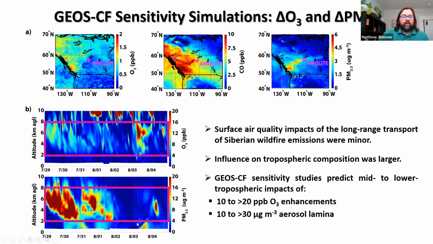However, what I'm showing in the bottom left panel here is the Delta O3 and the Delta PM2.5 from sensitivity simulations in the middle to lower troposphere. What we saw is that we were getting 10 to 20 ppb of ozone enhancement between 8 kilometers and 2 kilometers, which were directly associated with 30 micrograms per meter cubed aerosol lamina enhancements at the same time. So the tropospheric composition impact from these wildfires was much larger than the surface impacts in the region we were looking at during this study.